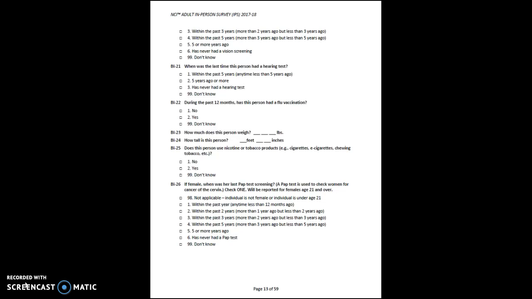We ask about height and weight. This is information that gets recoded to determine overall BMI for the state, which is an important indicator of overall health. It's also information that we sometimes use to connect to things like medication use and physical activity. We ask whether the person uses any kind of nicotine or tobacco products. This does include e-cigarettes. And then we have some questions around preventative screenings.